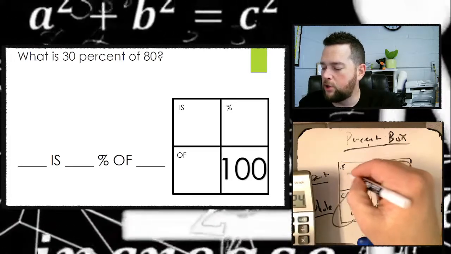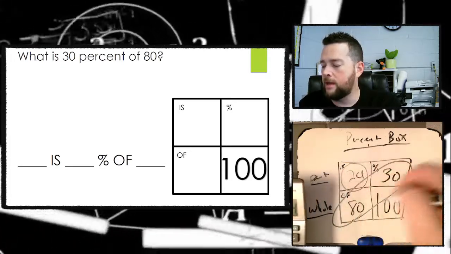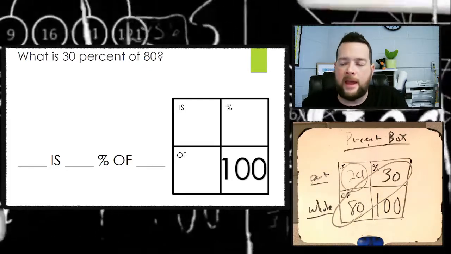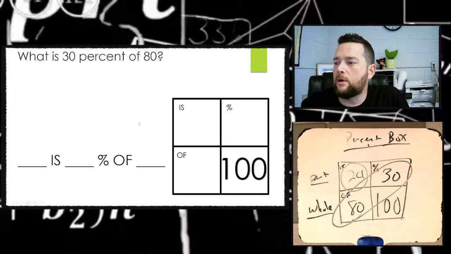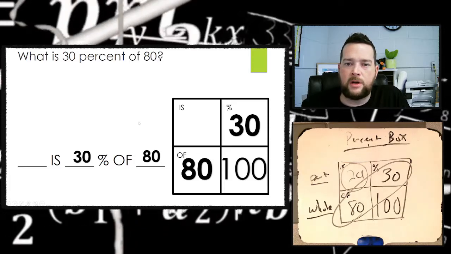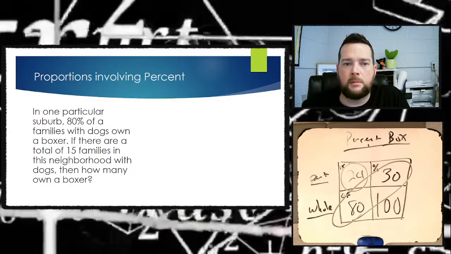So the answer would be 24. So 24 is 30% of 80. All right. So let's go ahead, and you can see the illustrations here. I did it on my board so you can see it there. But let's move on to another problem.